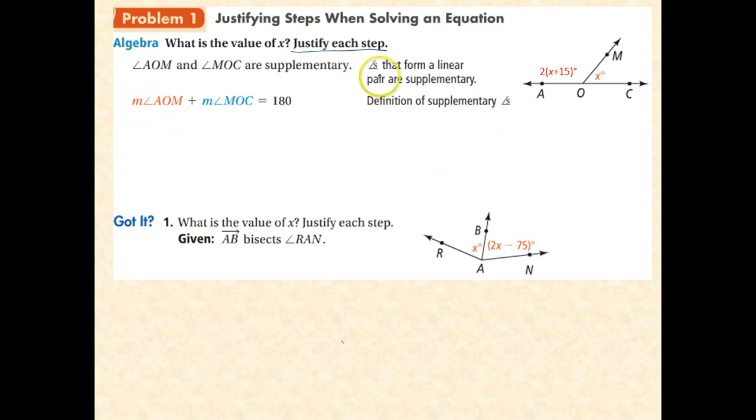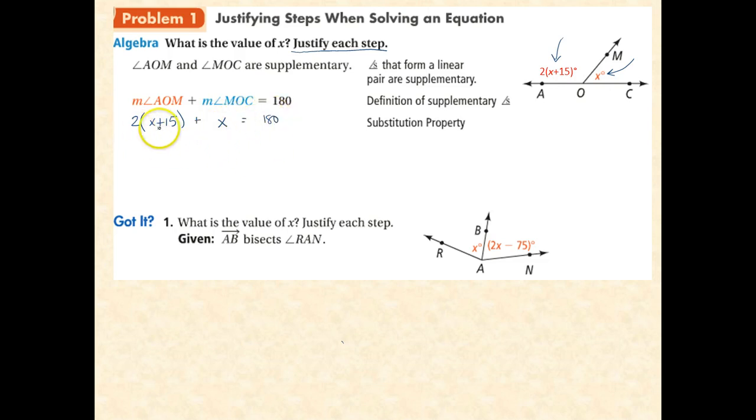So then what can we do next? Well, we can use the substitution property because right here we're told what the measure of angle AOM is, and right here we're told what the measure of angle MOC is. So we can substitute this expression for the measure of angle AOM, and we can substitute x for the measure of MOC. So I'll do that right now. 2 times x plus 15 plus the measure of angle MOC is x.